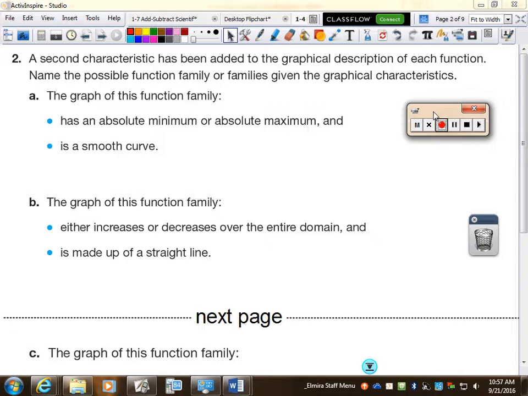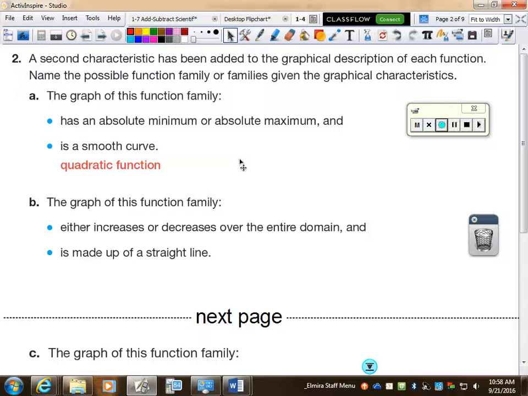Okay, the next part you're given more clues. It says number 2, a second characteristic has been added to the graphical description of each function. Name the possible function family or families given the graphical characteristics. A says the graph of this function family has a minimum or a maximum and it's a smooth curve. So pause while you look for the answer. That's quadratic.